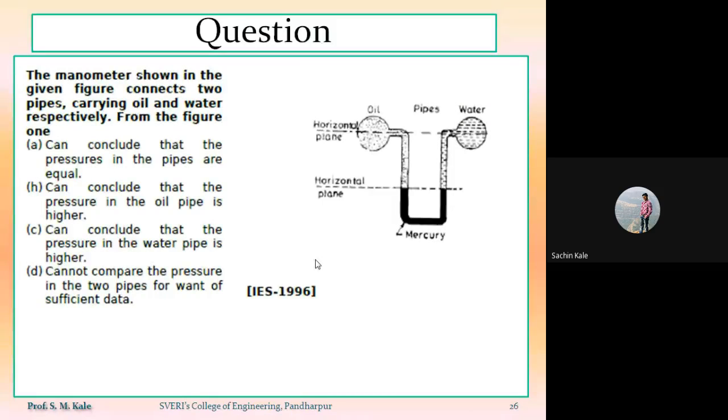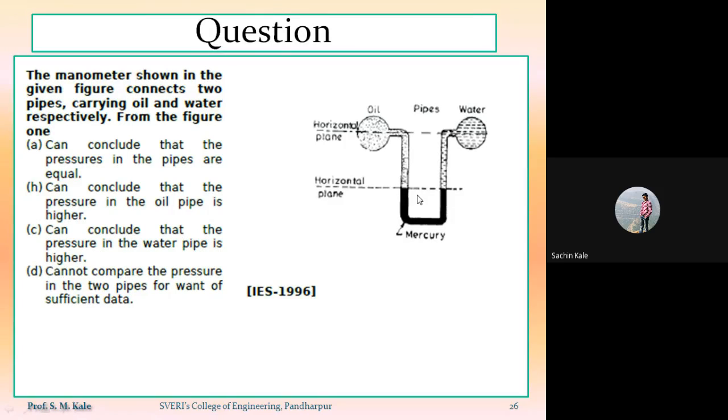So they have mentioned there are two pipes. Through one pipe, oil is passing. This is the pipe through which oil is passing. Through another pipe, water is passing. And to measure the pressure head difference between oil and water, we have used a U-tube manometer. And here, whatever mercury is used as a manometric fluid, that level of mercury in both the limbs is the same.